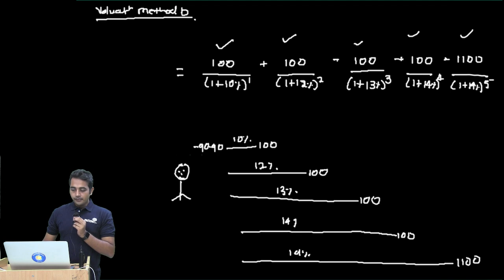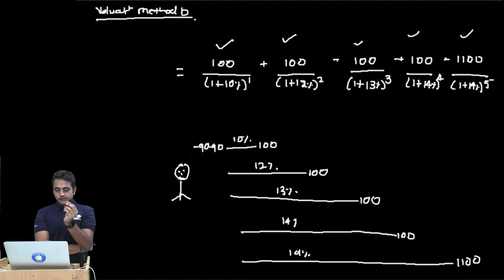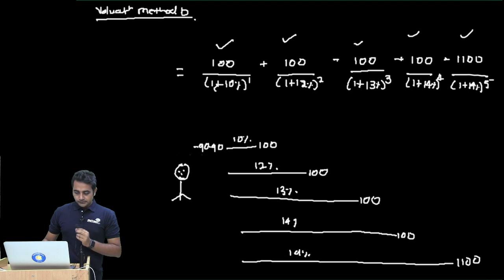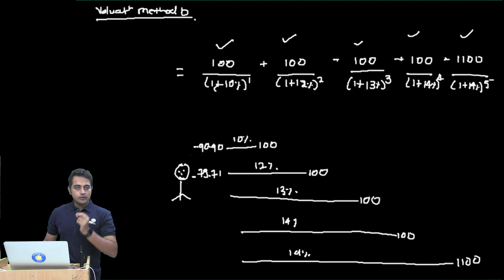90.90. Then 100 divided by 1.12 x square equals 79.71. So make the number positive, put that into the second memory slot, STO2.